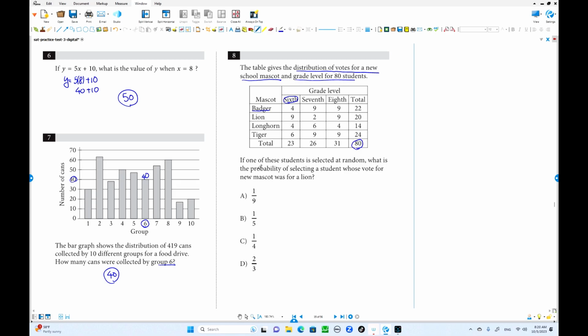So what is the probability? They're asking you the probability of selecting a student, when you choose one student, who voted for the new mascot lion. Only one single variable. There's no 7th grade, no 6th grade, no grade level. All together lion is 20. It doesn't matter what their grade is. So 20 over 80. One single variable. So 1 over 4 is the answer.